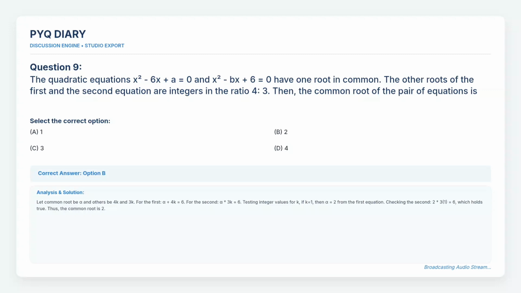The other roots of the first and the second equation are integers in the ratio 4:3. Then the common root of the pair of equations is, the choices are A. 1, B. 2, C. 3 and D. 4. The correct answer is option B, 2.